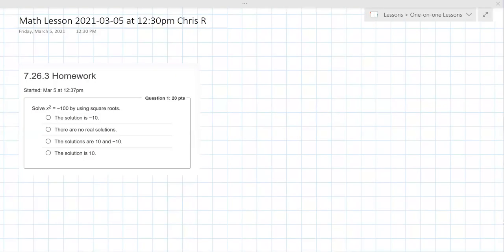All right, so if you're seeing my screen, you see the problem. It says solve x squared equals minus 100 by using square roots. This problem can also be written this way, and it would often just say something like solve the following. To solve, what you're trying to do is isolate the square term. And that's why they move it to the other side.